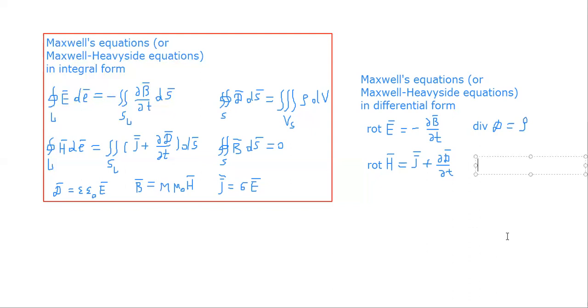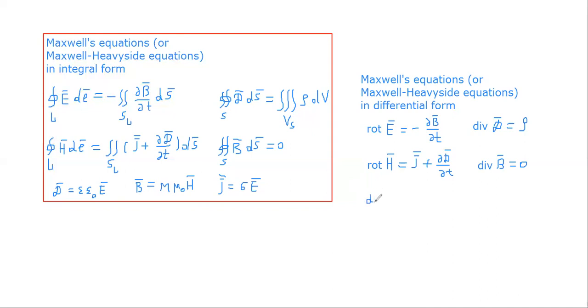Gauss flux theorem for magnetism will be divergence of B. Divergence of B is equal to 0. And it is also necessary to add connections between H and B and E and D.